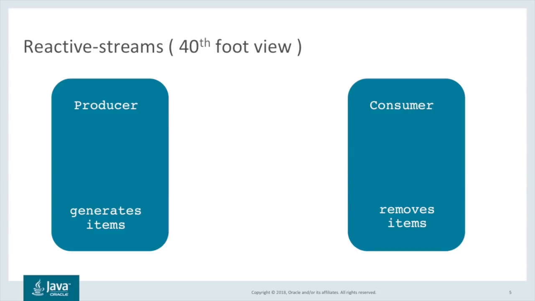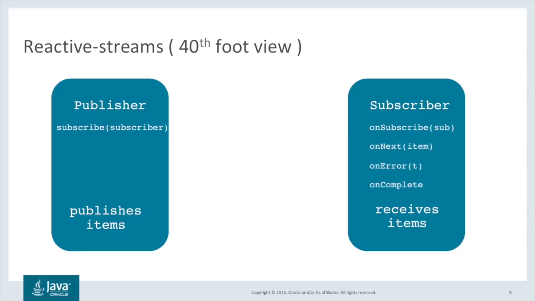Moving to reactive streams, the producer is known as a publisher that publishes items. The consumer is known as a subscriber that receives items. The publisher has a single method, subscribe, that takes a subscriber. The subscriber has four methods: onSubscribe, onNext, onError, and onComplete. We'll take a look at these now.